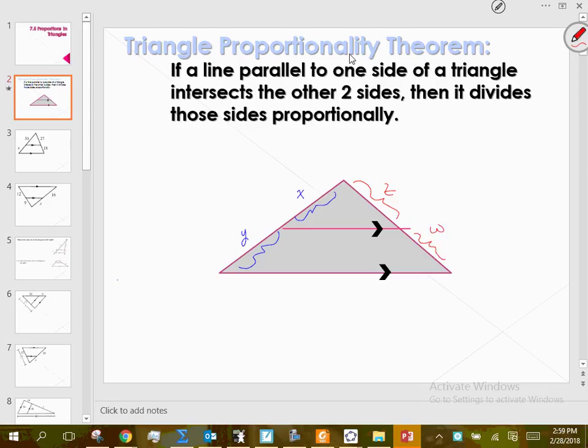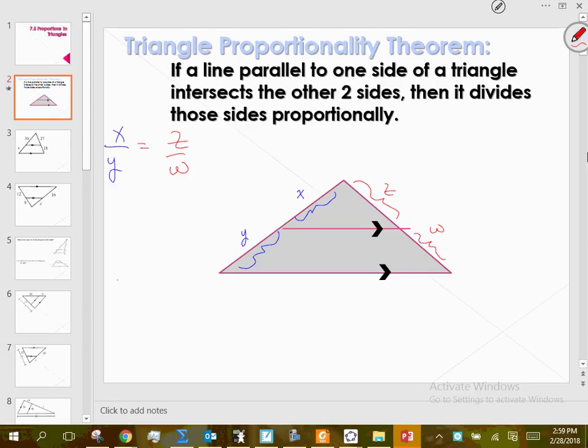What the triangle proportionality theorem says, as long as these lines are parallel, they have to be parallel. If you don't have parallelism, then things are broken up proportionally. But what it says is that you can take X and you can compare it to Y. X compared to Y. And then in the same order, so I went top to bottom, right? X to Y. We'll come over here, top to bottom. It's going to be Z over W.